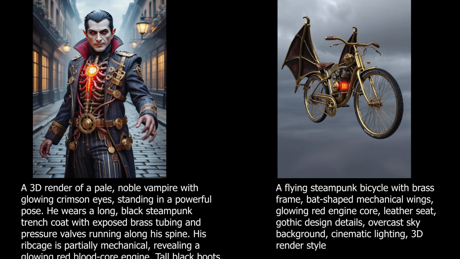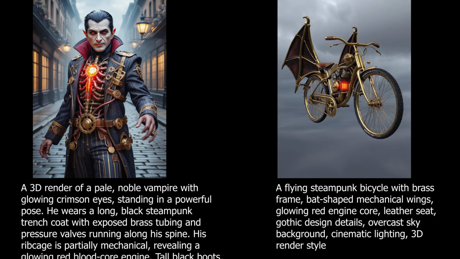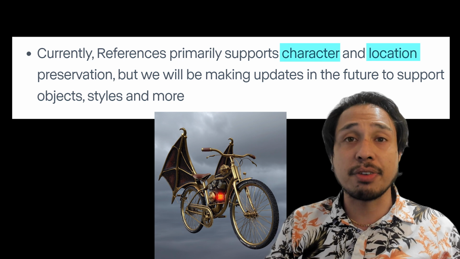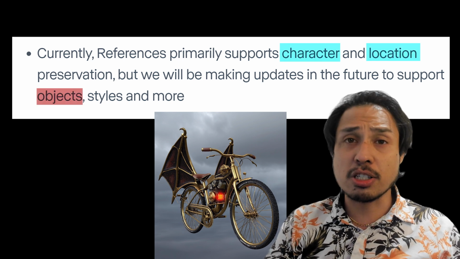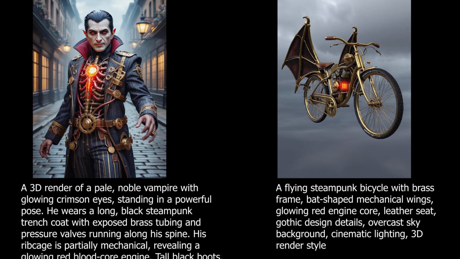I generated these two images on Runway, a character and an object. They're to be used as reference for the next scene. Though Runway did state that reference currently only supports character and location preservation, not objects. But stubborn as I am, I'll try anyway. Let's generate an image using these as references.